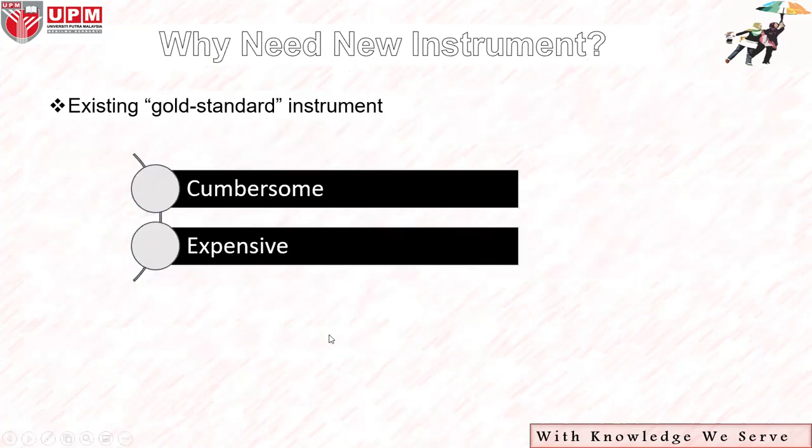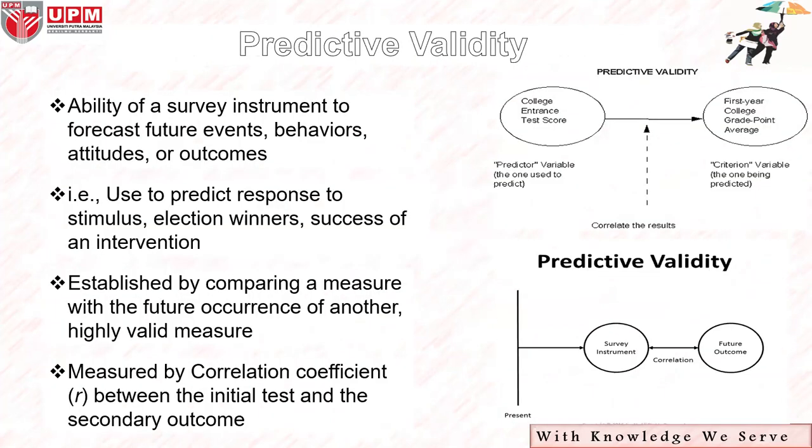Okay. So why do we need the new instrument? Tadi yang saya cakap tadi, kenapa kita perlu ada instrumen baru. First, sebab existing gold instrument ni cumbersome ataupun expensive. Sebab tu kita kena develop new one. Okay, next one, predictive. Any question related to concurrent validity? Concurrent validity tu concurrent, current. Kita buat sekarang, sekali. Okay.